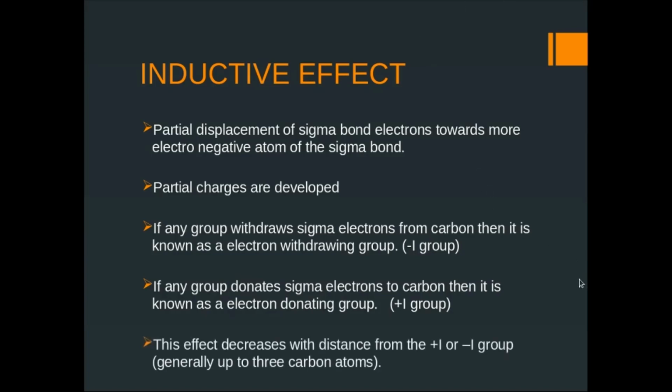Obviously this effect decreases with distance. When you take a very large molecule, suppose butyl chloride, the electronegativity difference is more pronounced between the first carbon and chlorine than between the second carbon and chlorine. This attraction effect decreases with distance, and it is generally effective up to 3 atoms.